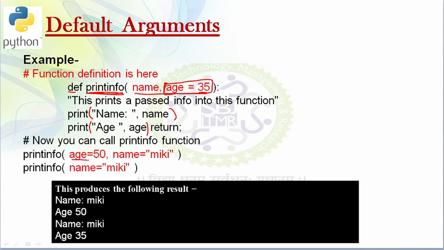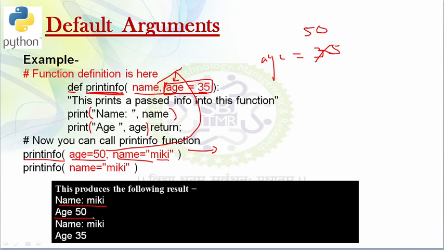and I'm passing the value of age here as 50, so my 50 value will be copied to my age. Okay, so already the age is defined with the value 35, so when I'm calling this function, this 35 will be overridden and it will be replaced by 50. So for this function the age will have the value 50 and name will have the value Mickey. As soon as I call this print info function, it will print name as Mickey and age as 50.